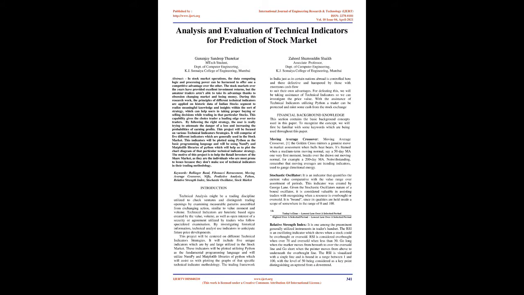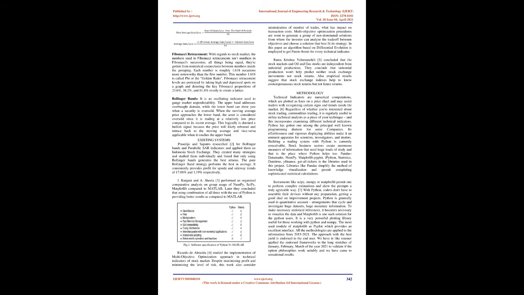To recognize the concept, we will first be familiar with some keywords which are being used throughout this paper. Moving average crossover. The golden cross mirrors a genuine move in market assessment when bulls beat bears. It's framed when a medium-term moving average, say a 50-day MA, breaks over the long-term moving average, for example a 200-day MA. However, remember that moving averages are trending indicators, used to gauge directional energy.